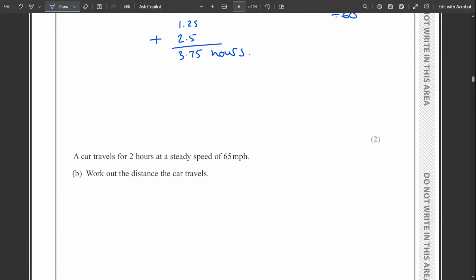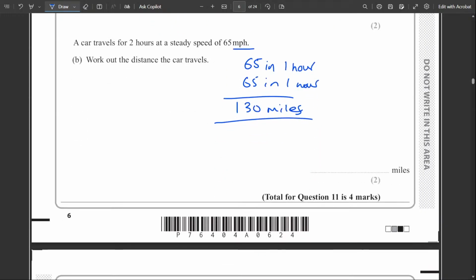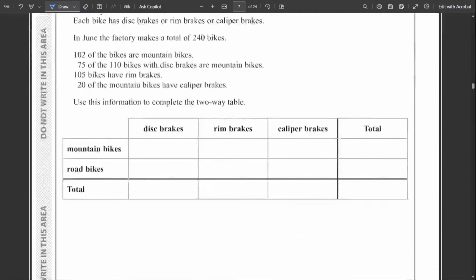A car travels for 2 hours at a steady speed of 65 miles per hour. It says in here, look, 65 miles per hour. So 65 miles in 1 hour, and then another 65 miles in 1 more hour. So altogether we travel 130 miles. That's the distance traveled by the car.